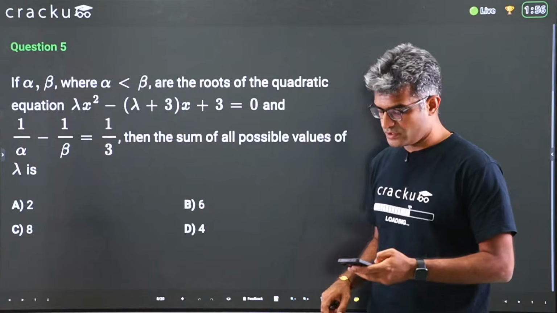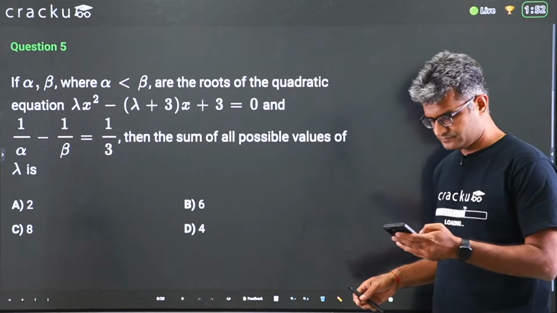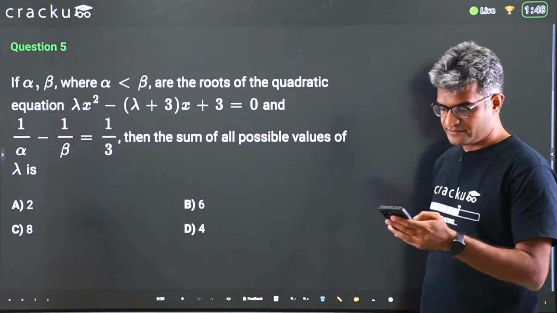This is another question in quadratic equations. Try to solve it. Yeah, Bhaskar got it correct. 36 days. Well done, Bhaskar.